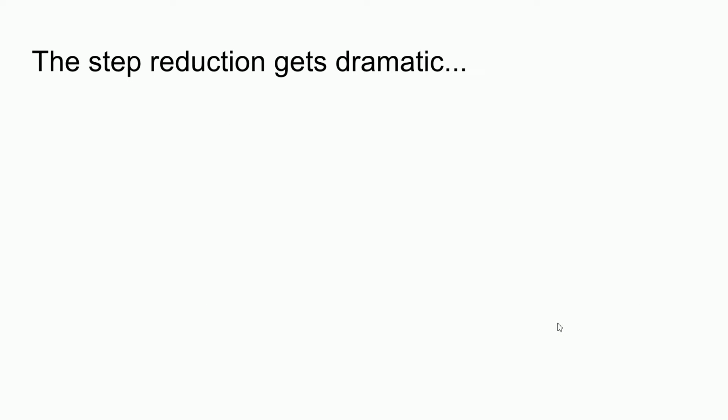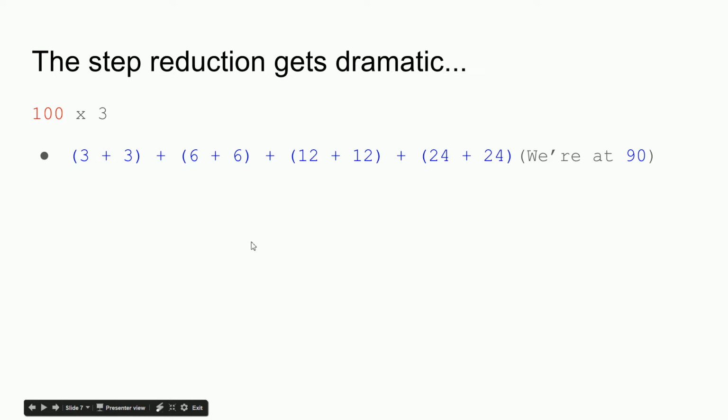Okay, so this gets pretty dramatic if you are adding or multiplying by a larger number. So let's take 3 and do 100 times 3. So how are we going to do that? Well, if we're going to do a bunch of threes, let's do this process where we start with the most basic, the first, a pair of what you're starting with, 3 in this case.